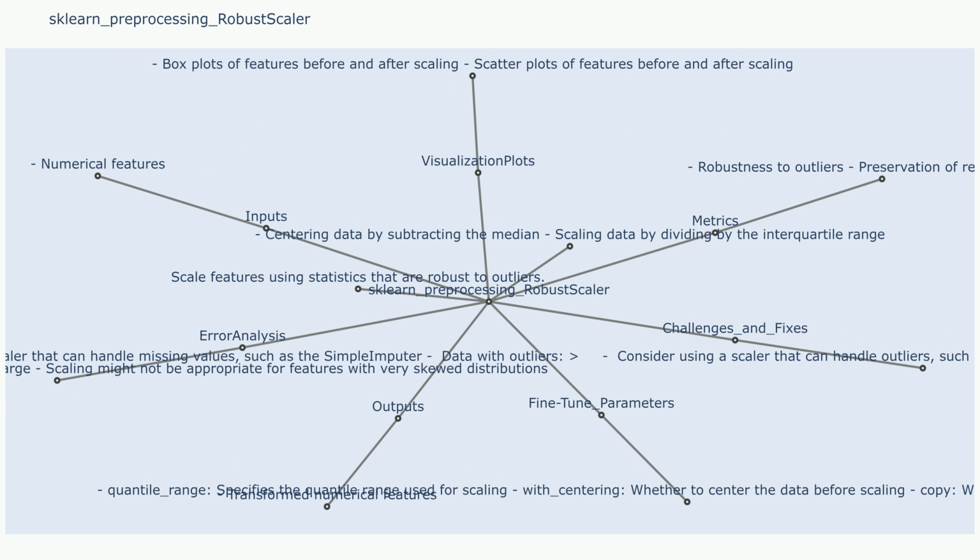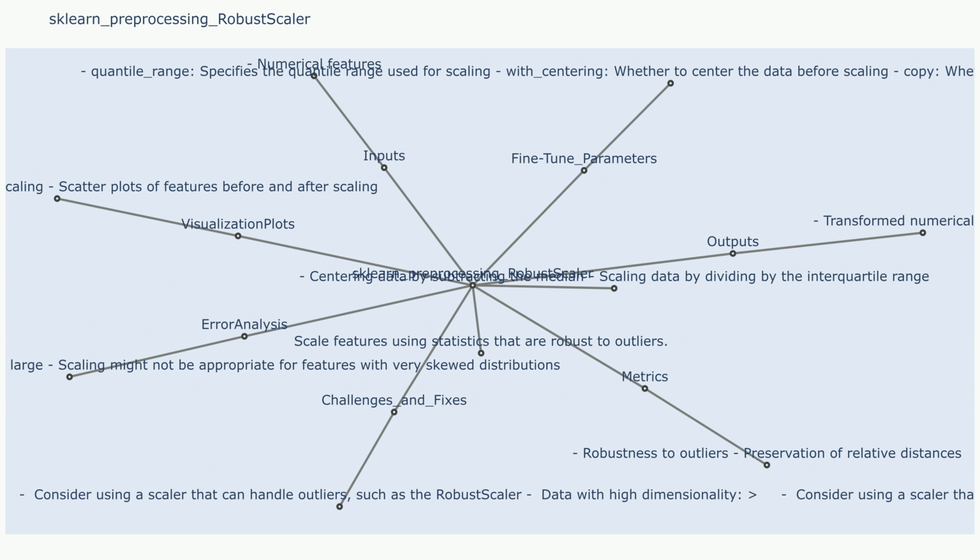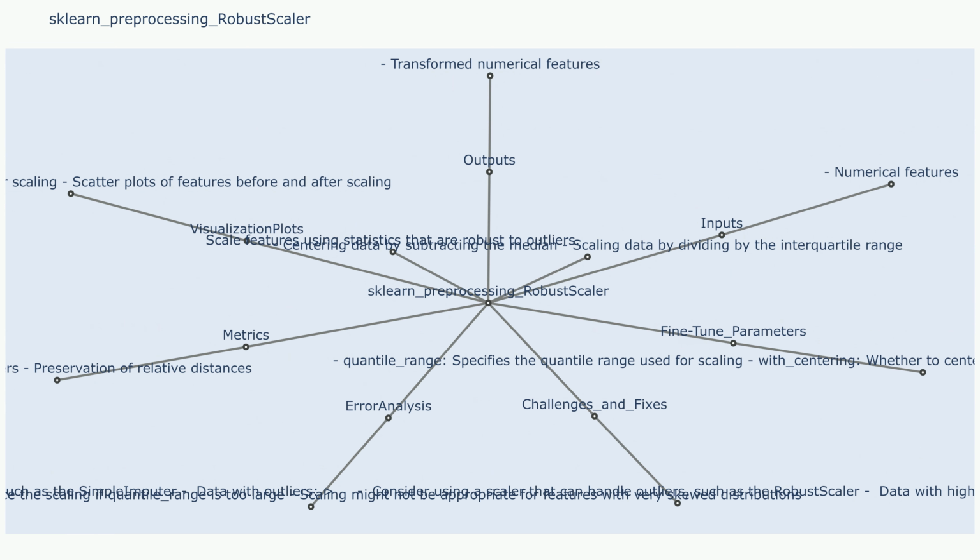Visualization plots. Box plots visualize the distribution of the data before and after scaling. To assess the impact of the transformation, scatter plots plot the features against each other to check for any potential distortions introduced by the scaling.